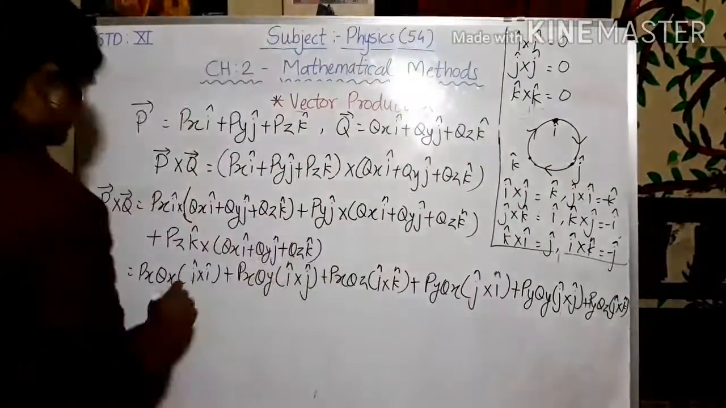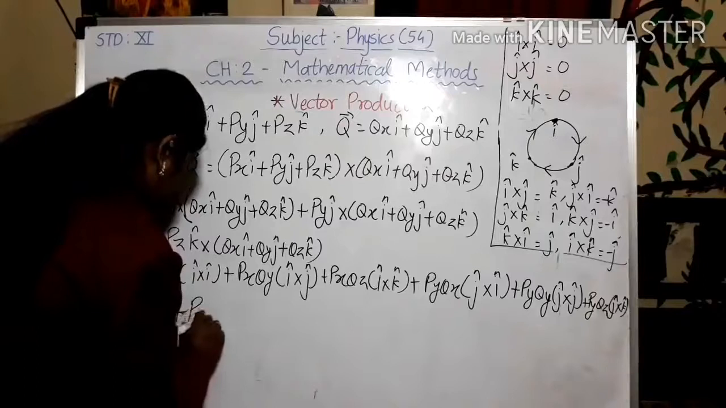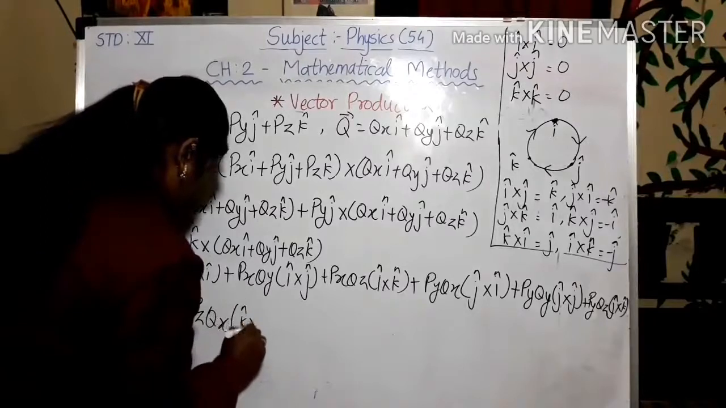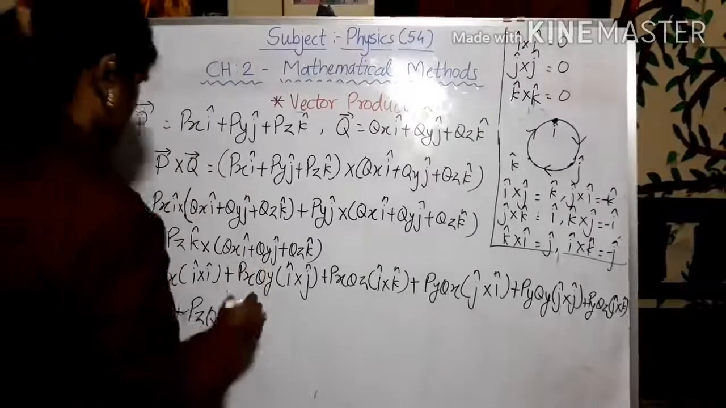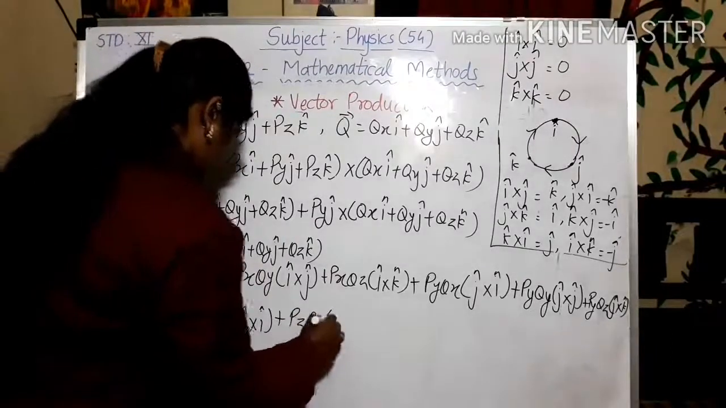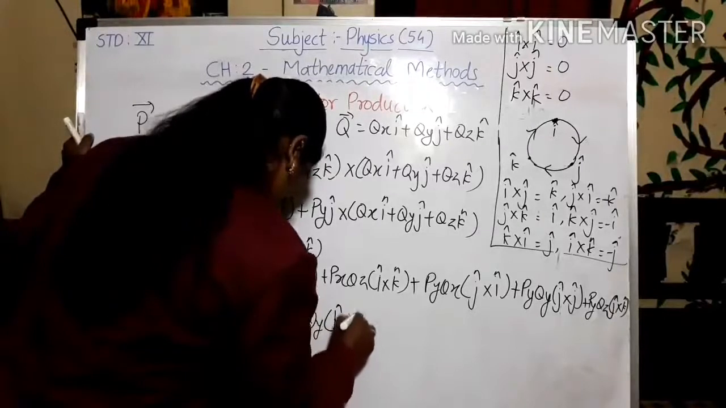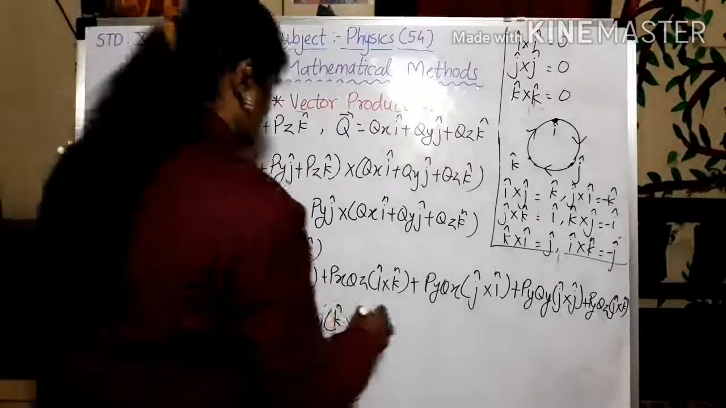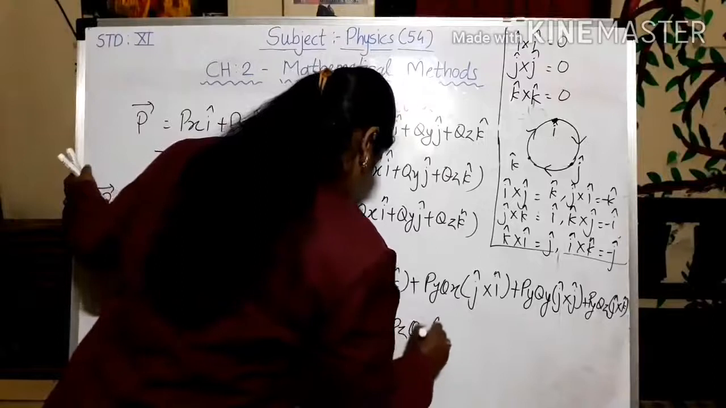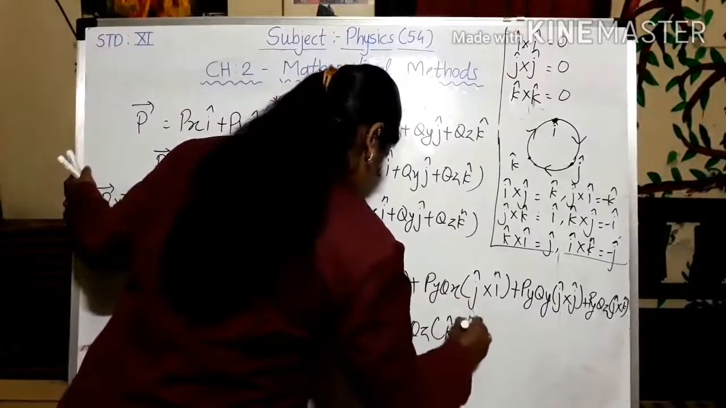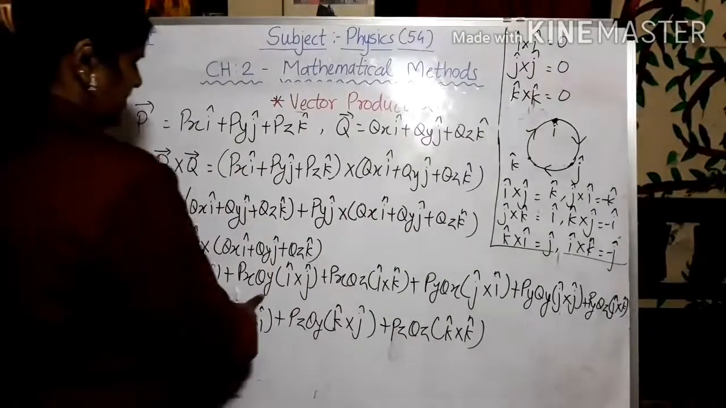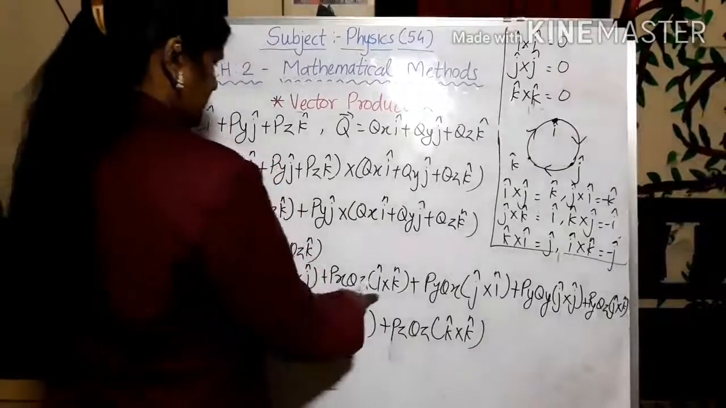Okay, this is for the second bracket. And now for the third. Okay, I'll just recheck. Px qx I cross I, Px qy I cross j, Px qz I cross k.